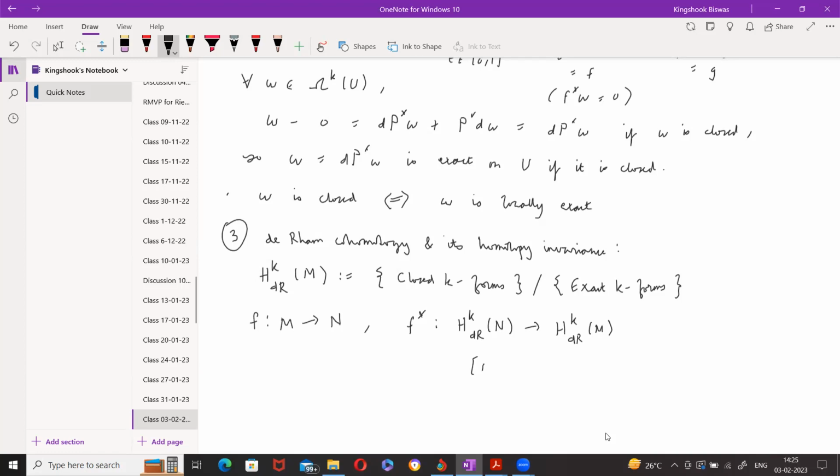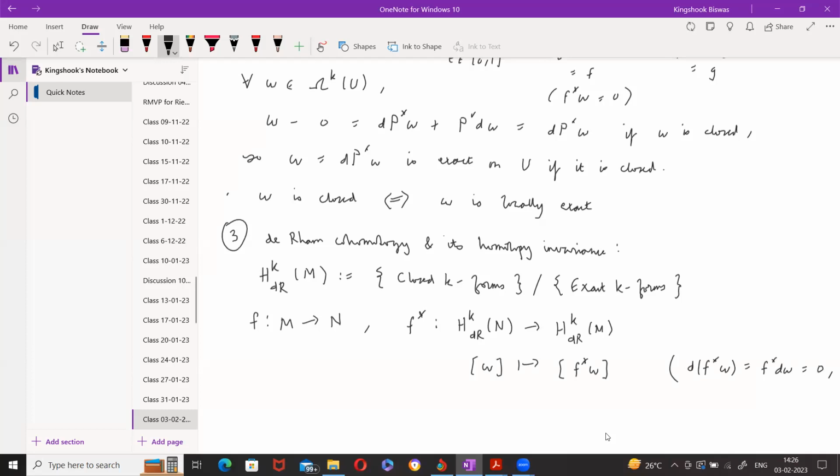So the equivalence class of some closed k-form omega goes to the equivalence class of f star omega. Notice this is well defined because, first of all, if omega is closed, then f star omega is also closed by the naturality of pullback, by the naturality of the exterior derivative. So d of f star omega is f star of d omega, which is 0.